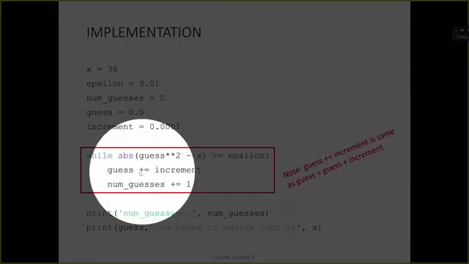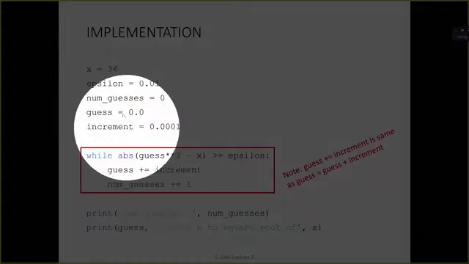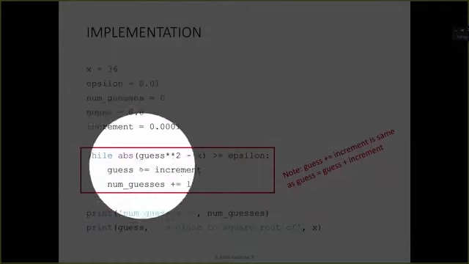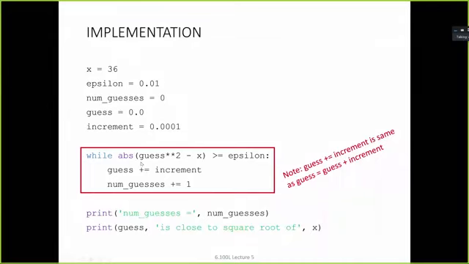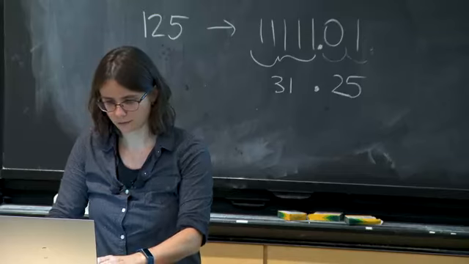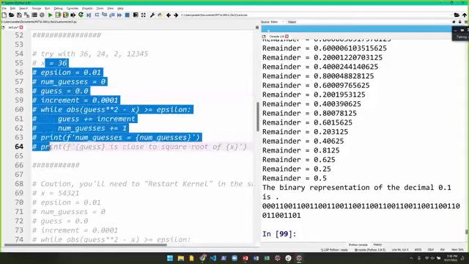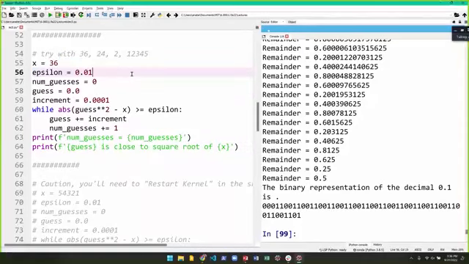So we increment our guess by the increment value. So originally we were 0, then we're 0.0001, then we're going to be 0.0002, and so on. This num_guesses, again, is just for us to keep track of how many times we've actually gone through this loop. And at the end, we can print how many guesses we've done. Okay, so here's the code, and 36, so we can run it.